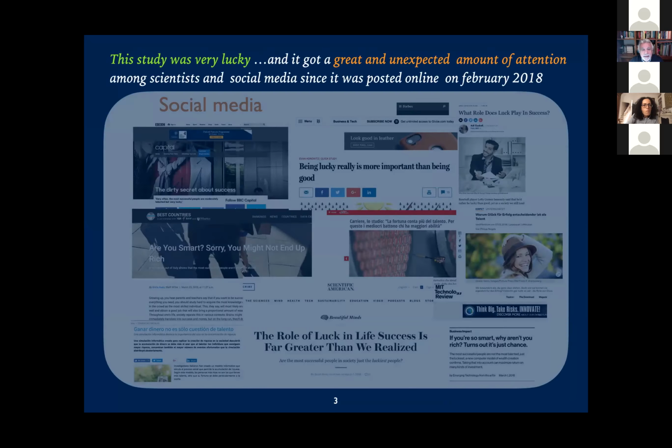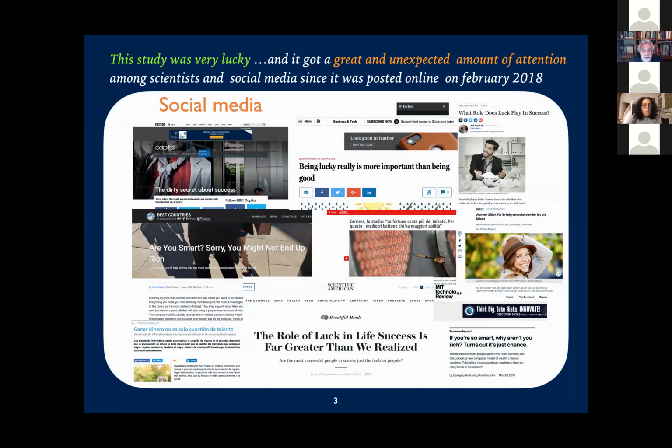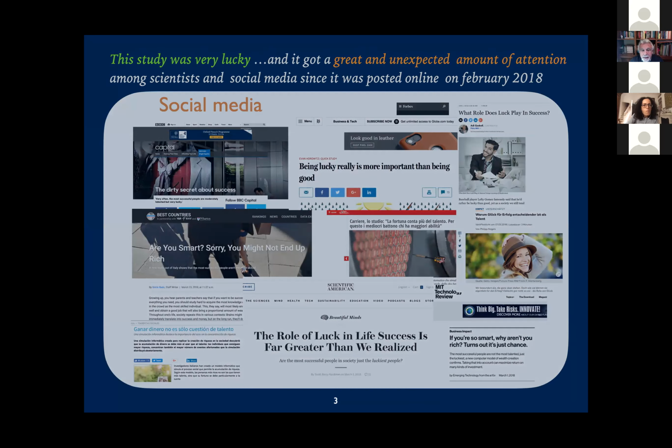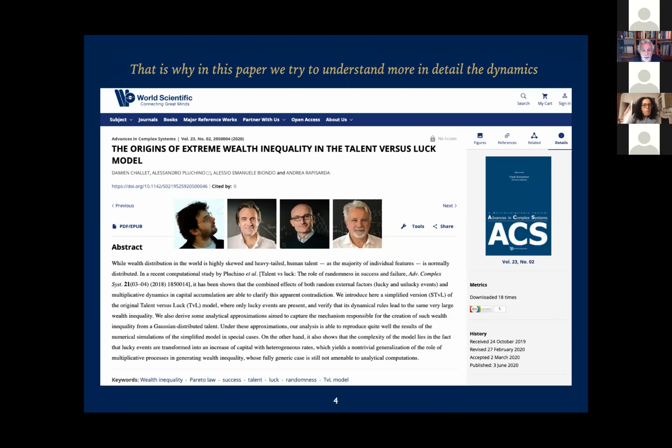This is the social media impact that this model has had. When we presented this model 2 years ago at the Econofisico colloquium in Palermo, Damien Challet asked some questions, and for him it was quite easy to understand the dynamics, but I will show you that this is not the case. He joined our team and we investigated the dynamics in more detail. The paper was published just this year.